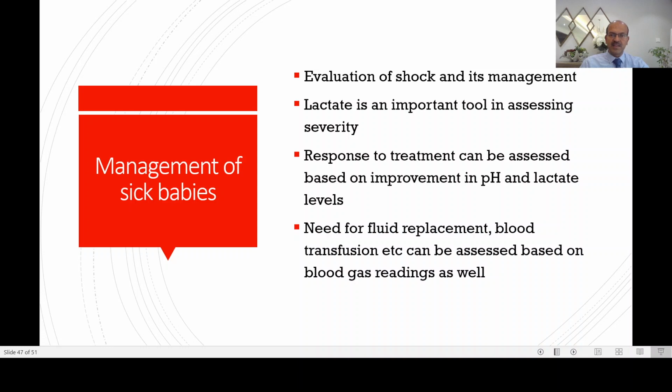The response to treatment can be assessed based on improvement in pH and lactate levels. The need for fluid replacement, blood transfusion, etc. can be assessed based on blood gas readings as well. So the pH and the base excess are going to be the key here. And obviously, if the CO2 is rising in a child with shock, you should take over the effort of breathing by ventilating them. So be aggressive in shock management, ventilate them.